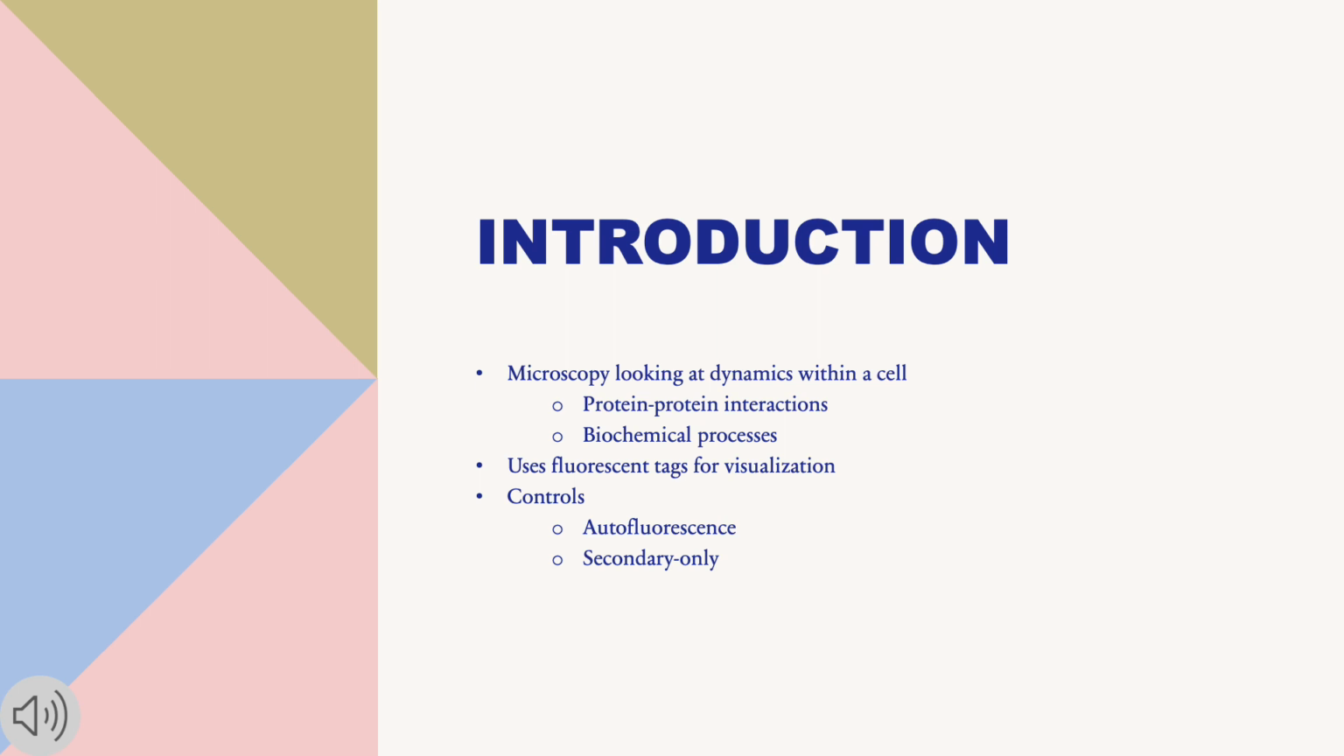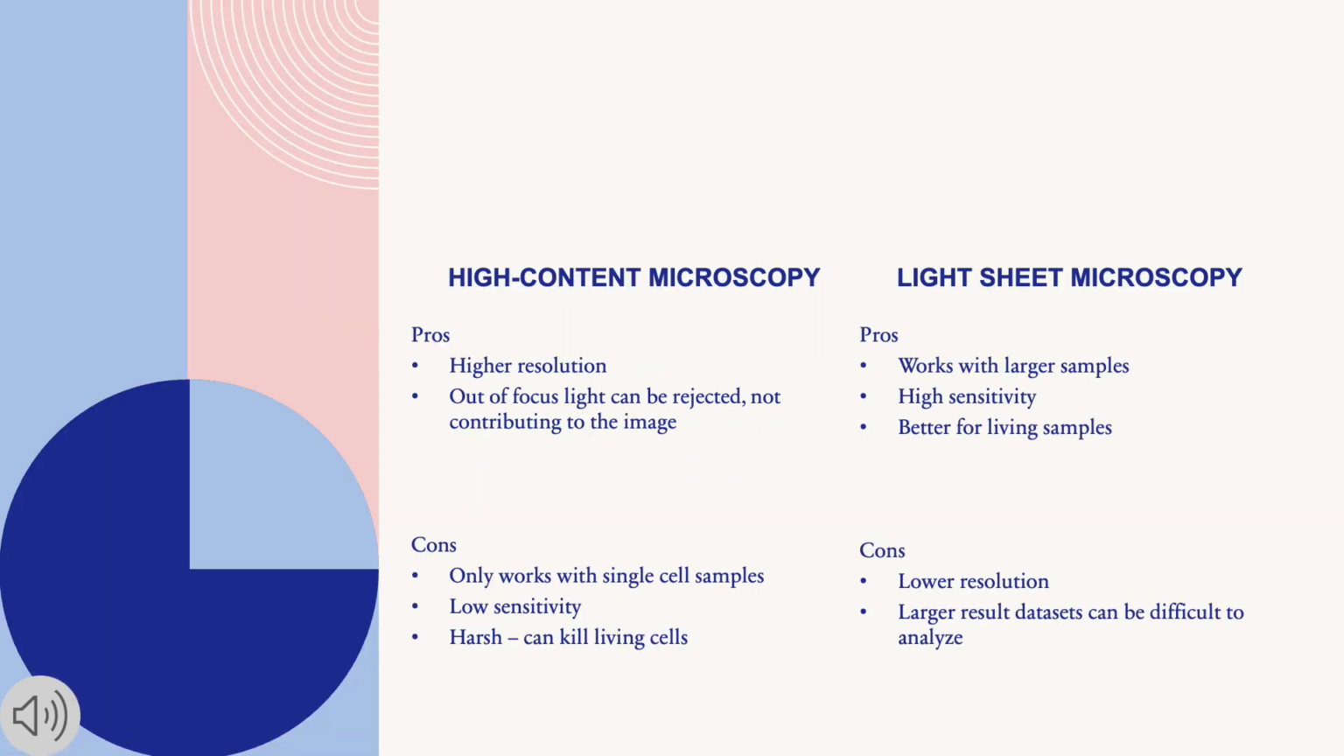The controls used in a high-content microscopy experiment are an autofluorescent control, which does not contain stains or antibodies and is otherwise treated the same way as samples, making any fluorescence a background signal, and a secondary-only control for all secondary antibodies used, which is used to test for any non-specific binding within the reaction. An alternative to high-content microscopy is light sheet microscopy.